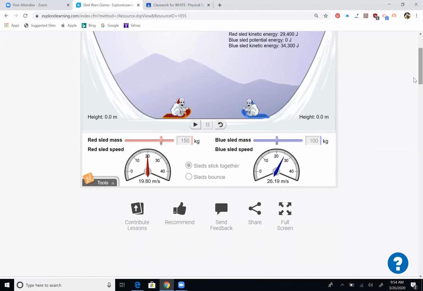All right, so the momentum of the red sled is 2,970, and the momentum of the blue sled is 2,619. So even though he had more potential energy, the red sled ended up having more momentum, which is why when they collide, they go in the direction of the red sled. So this is kind of like the crash scene investigation that we did yesterday.